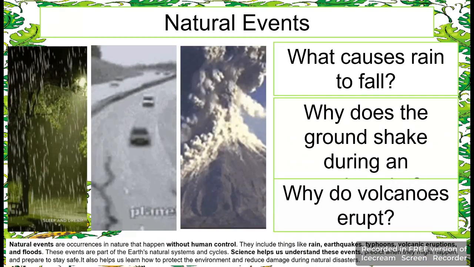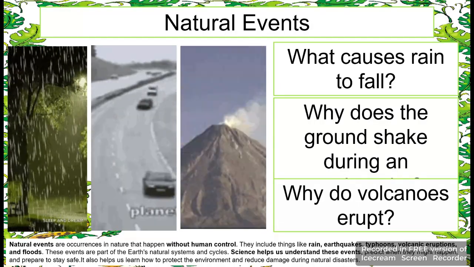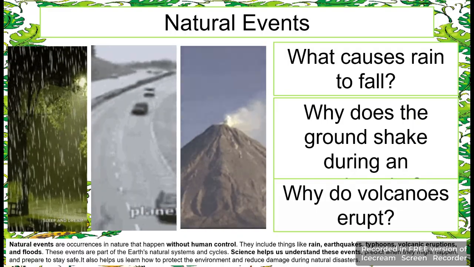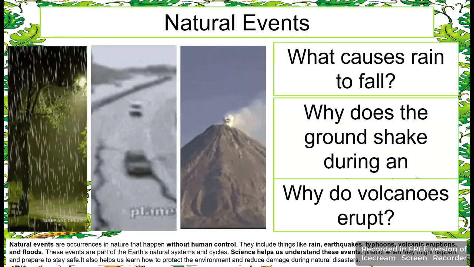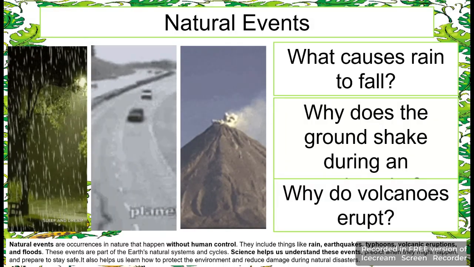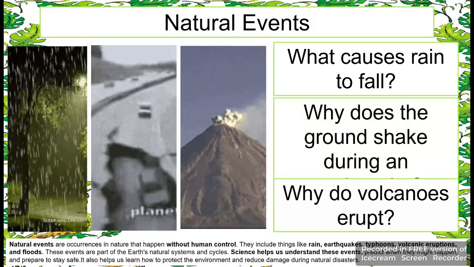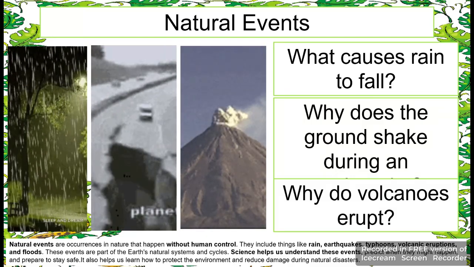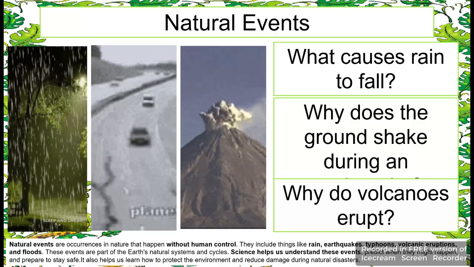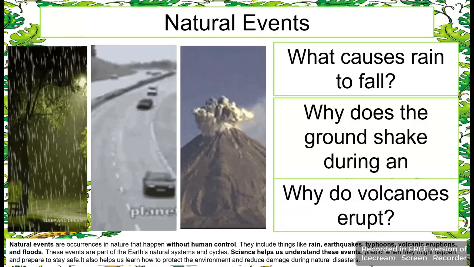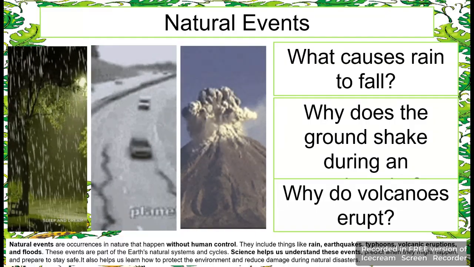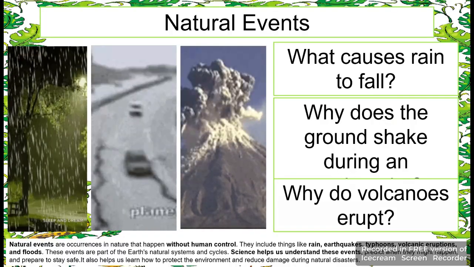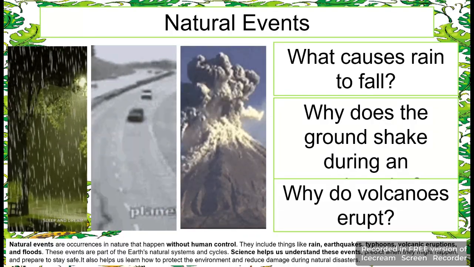Natural events. What causes rain to fall? Why does the ground shake during an earthquake? Why do volcanoes erupt? Natural events are occurrences in nature that happen without human control. They include things like rain, earthquakes, typhoons, volcanic eruptions, and floods. These events are part of the Earth's natural systems and cycles. Science helps us understand these events, predict when they might happen, and prepare to stay safe. It also helps us learn how to protect the environment and reduce damage during natural disasters.